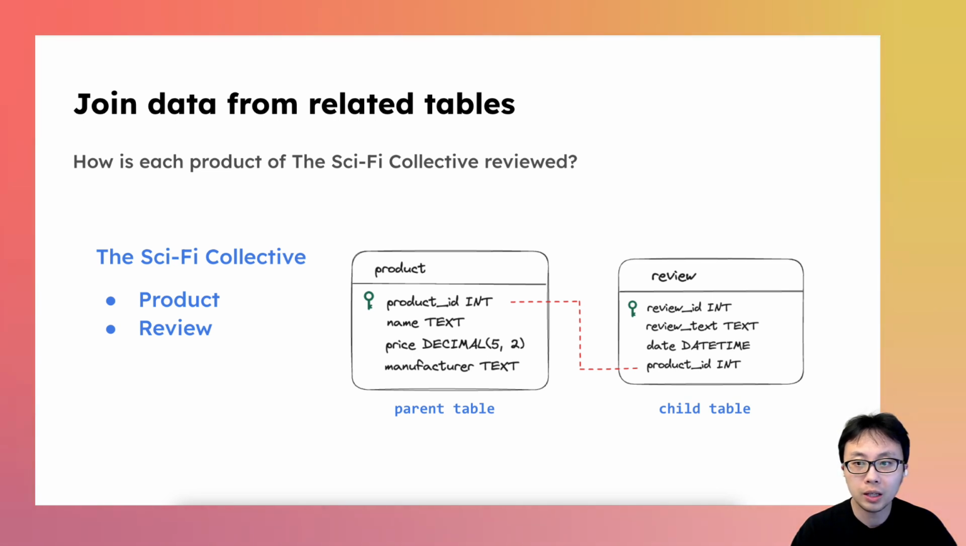Since each review is for a specific product, the review table needs the help of a product ID to remember which review is for which product. As a result, the two tables share a common column, the product ID. The product table is the parent table, while the review table is the child table in this relationship. If you need to see what the two tables look like with some data, here you go.